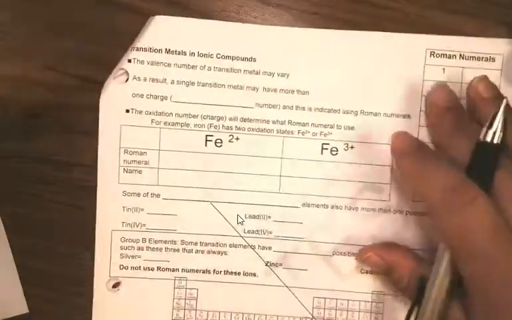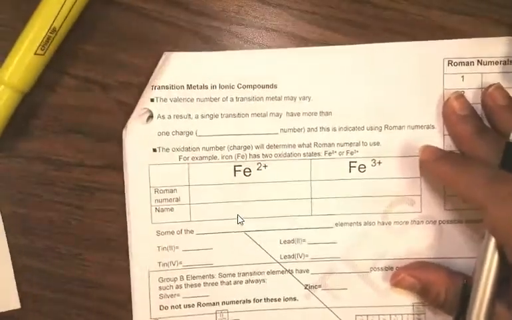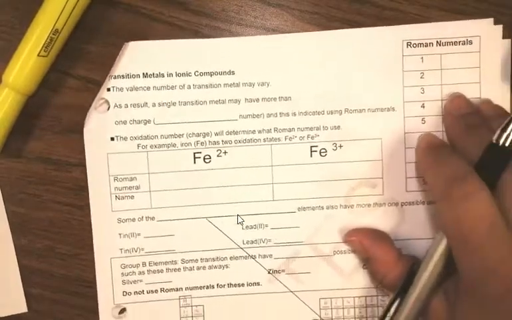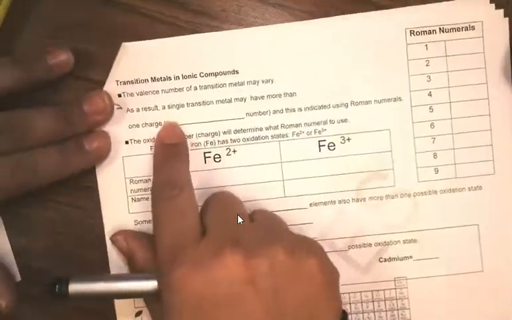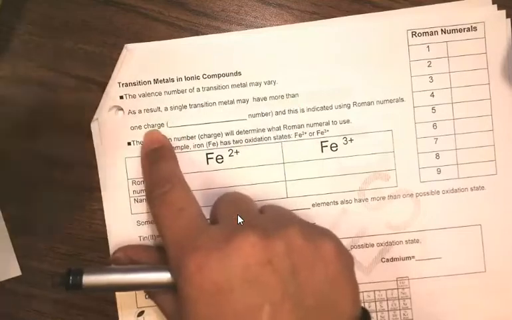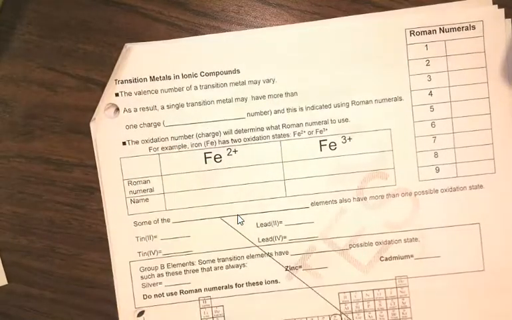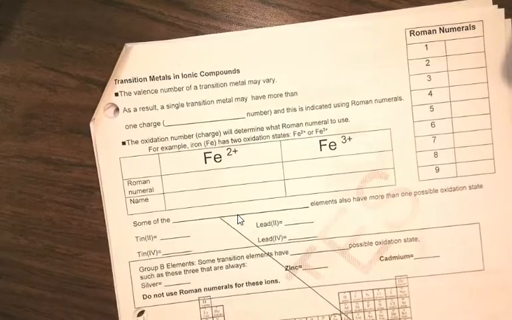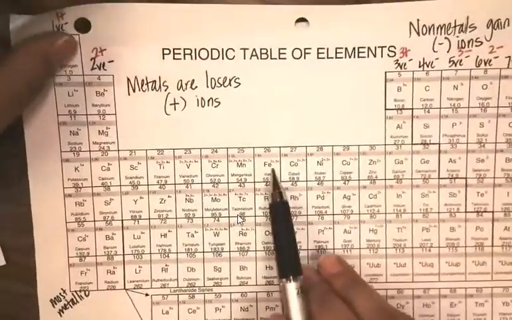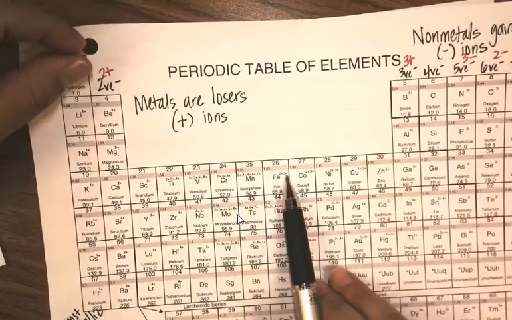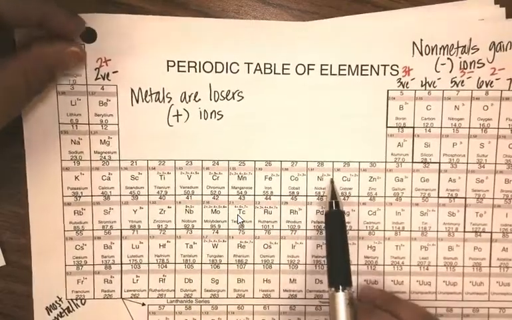All right, now we're on this side looking at transition metals. When it comes to transition metals, the valence number of transition metals may vary. So what does that mean? When I'm looking at my periodic table, there may be metals that have more than one charge. If I look at Fe, right, it's Fe2+, Fe3+. Nickel is 2+, 3+.